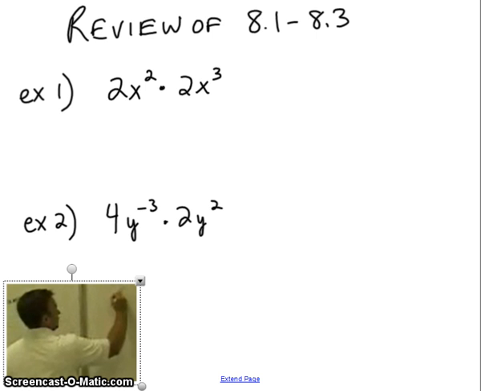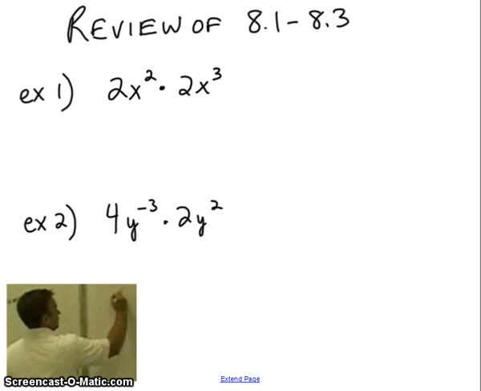Now what we're going to do is review all of the properties by looking at different examples and going over them together. If you feel like you can answer each problem on your own, pause the video, and then watch it to see if you got your answer correct, and then move on to the next one.